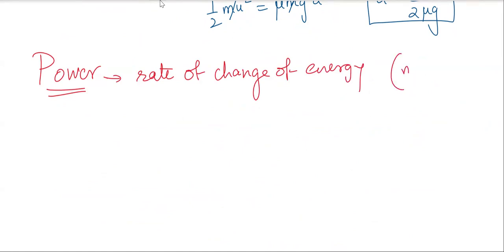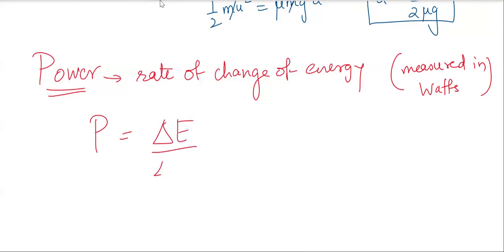Okay, and the unit is watts. So the main definition of power is change in energy over time. You can take energy between any two points and how much time it has taken, and use this formula.